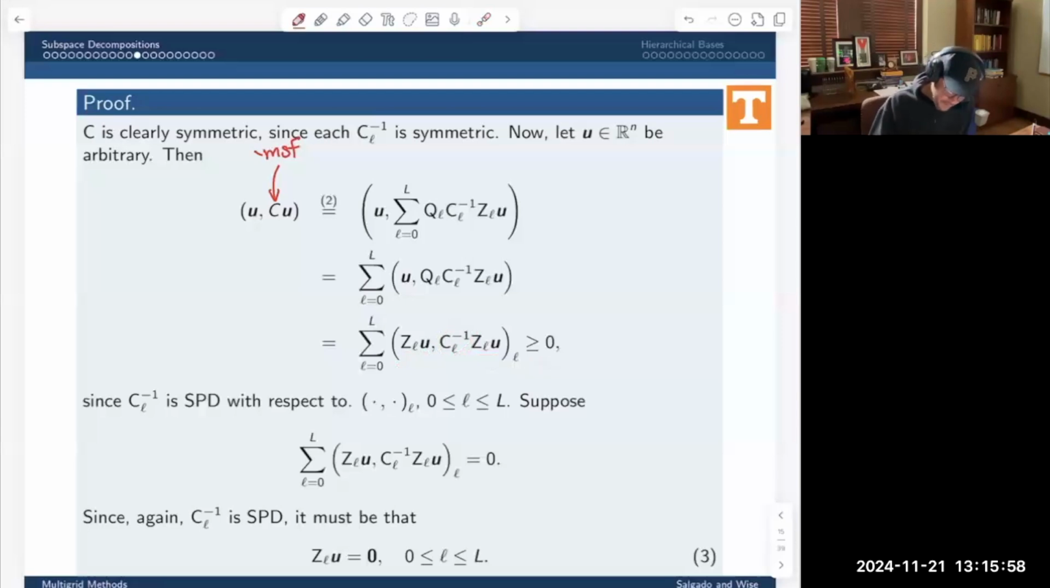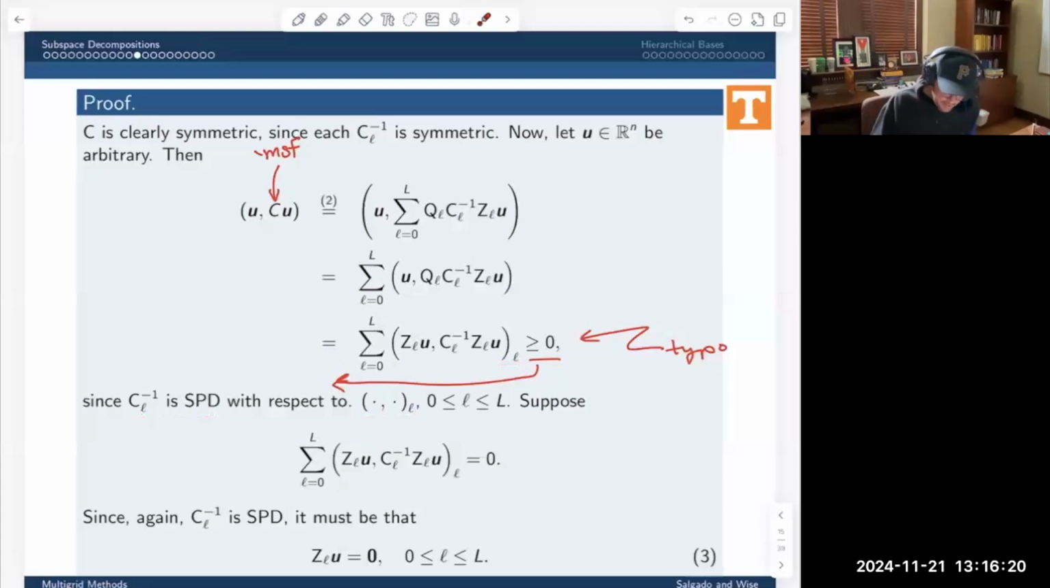By the way, this is another typo I want to fix. So this should be down on another line. Okay. Now, I just said that. So since C_L is itself SPD with respect to this inner product, we know that each one of these forms is greater than or equal to 0.